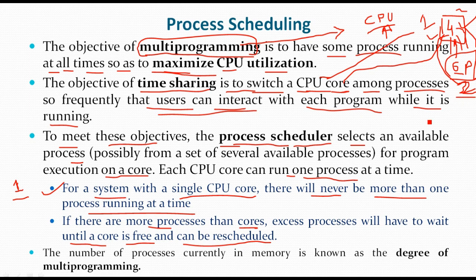The number of processes currently in memory is known as the degree of multiprogramming. Here the degree of multiprogramming is 6. As I said, 6 processes entered the memory at a time. Currently there are 6 processes in the memory, right? Therefore the degree of multiprogramming is 6.